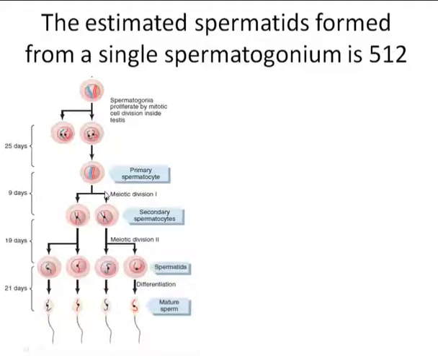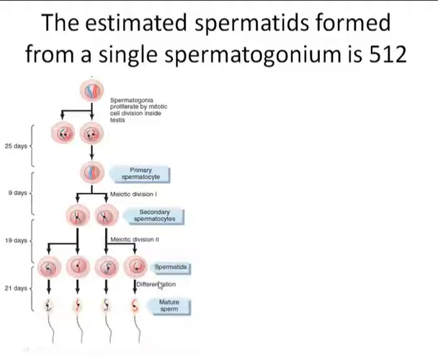The spermatids then go on to differentiation. That process, the conversion of spermatids to mature sperm, is the differentiation or final maturation. It is known as spermiogenesis. This is also a part of spermatogenesis.